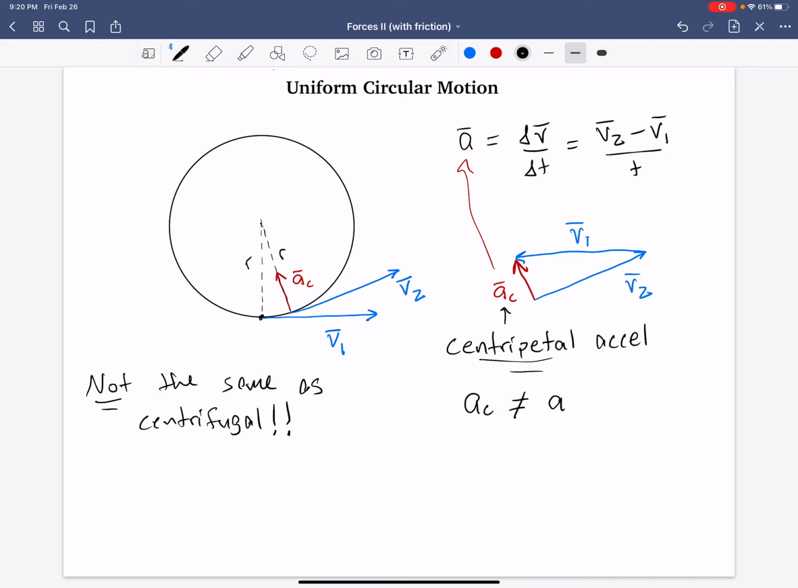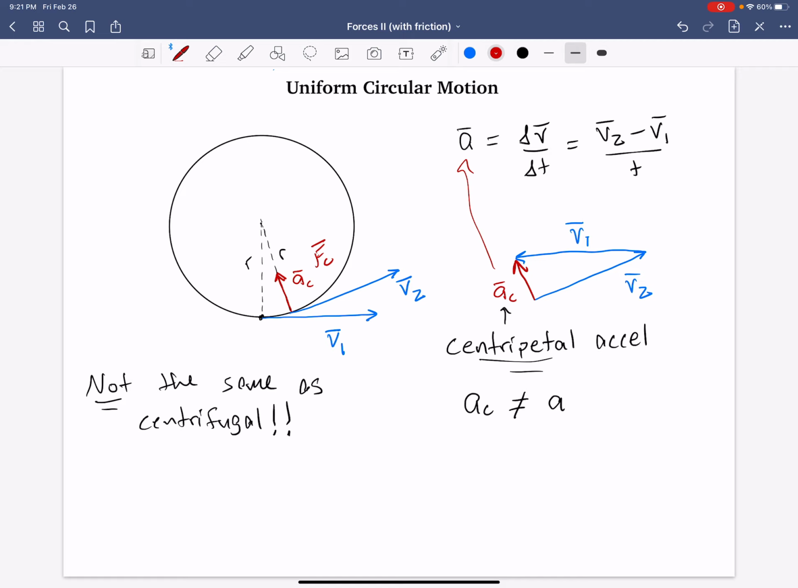Don't use it in your problems. If you do, I will draw funny pictures and laugh at you inwardly. Okay, it's not the same as centripetal. Centripetal you will deal with in your problems. That is an actual force. And so what I've drawn here in red is the acceleration. Well, you can also draw the force. I guess it's the same vector. You can also draw the centripetal force, F sub C.